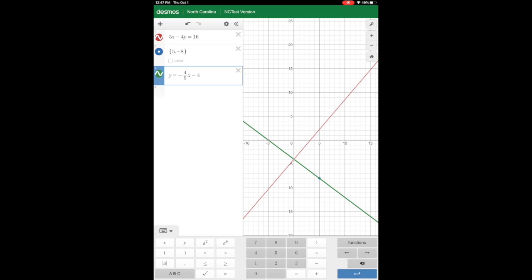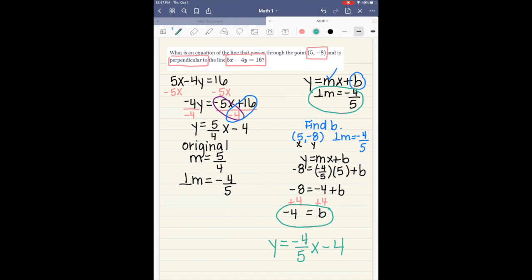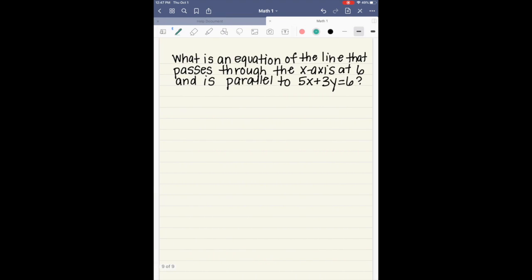Okay. Now, I understand this is a little bit more of a written process, but make sure you stay organized. Make sure you show all your information here. It's going to help you more in the end.